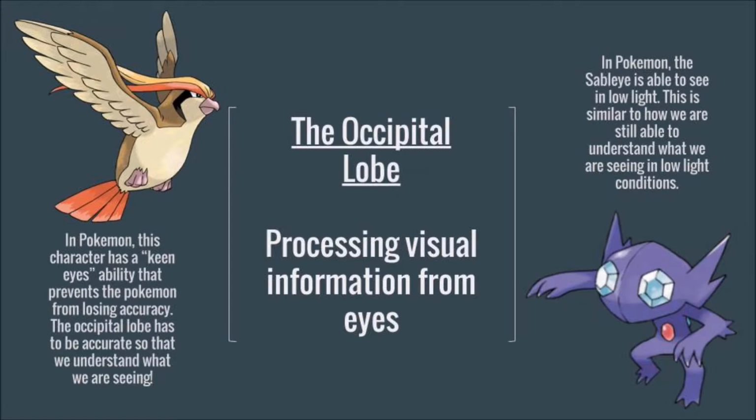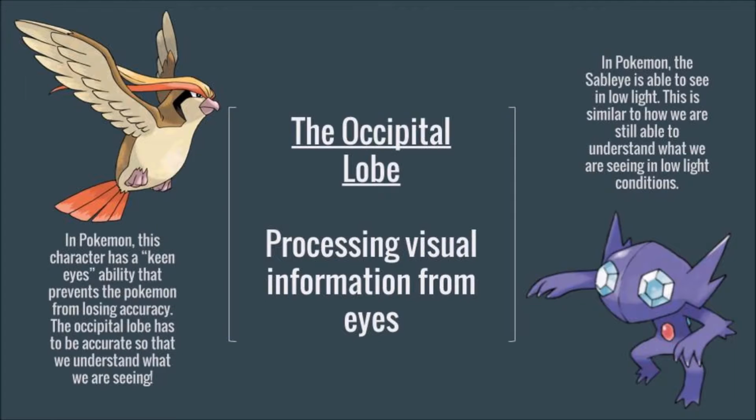The occipital lobe analyzes what your eyes are seeing. In order to process all the information our eyes are sending in time, the lobe has to be very fast. This lobe makes sense of visual information so that we can understand it.